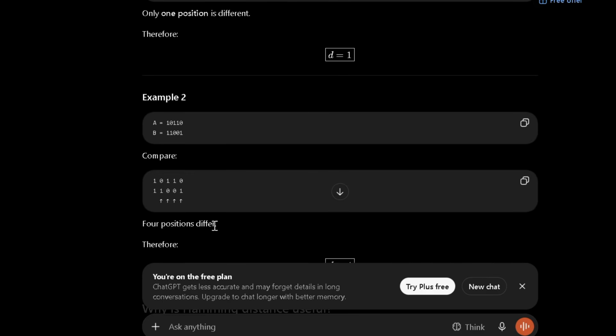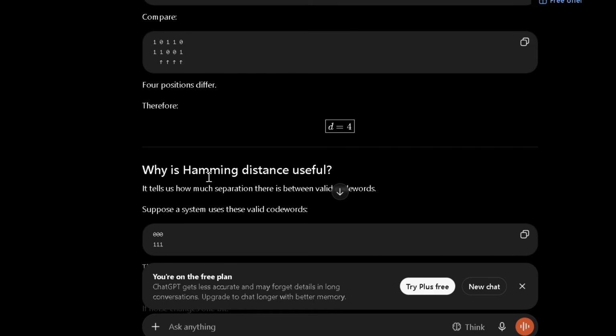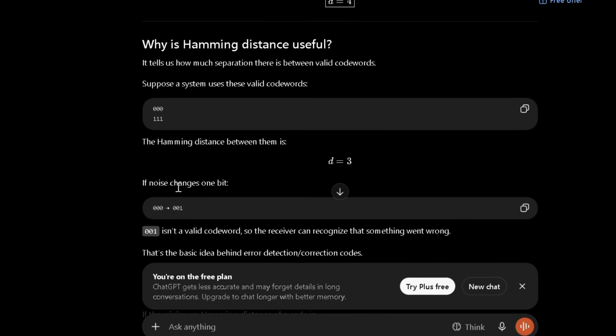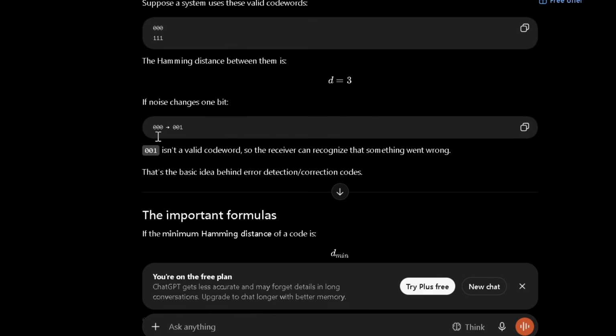Why is Hamming distance useful? It tells us how much separation there is between valid code words. Suppose a system uses two valid code words, 000 and 111. The Hamming distance between them is D equals 3. If noise changes one bit, 000 to 001, now 001 isn't a valid code word, so the receiver can recognize that something went wrong. That's the basic idea behind error detection and correction codes.